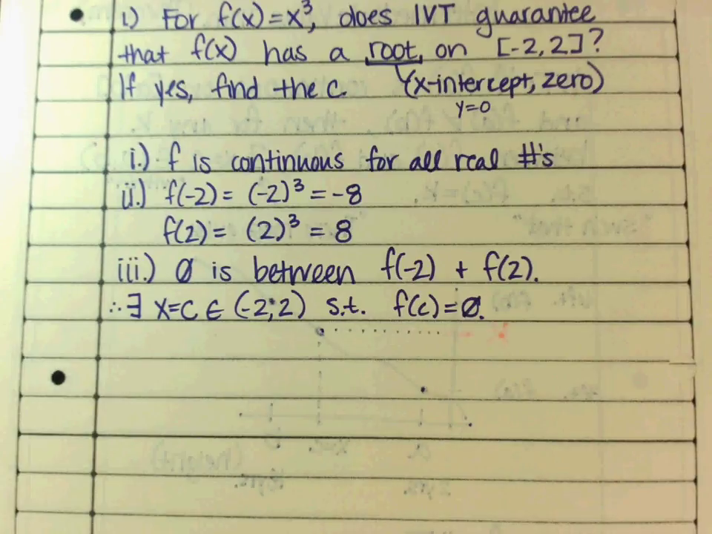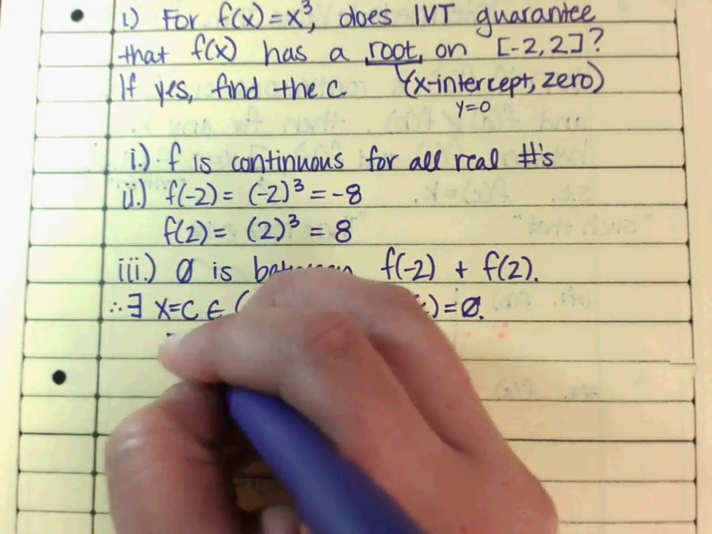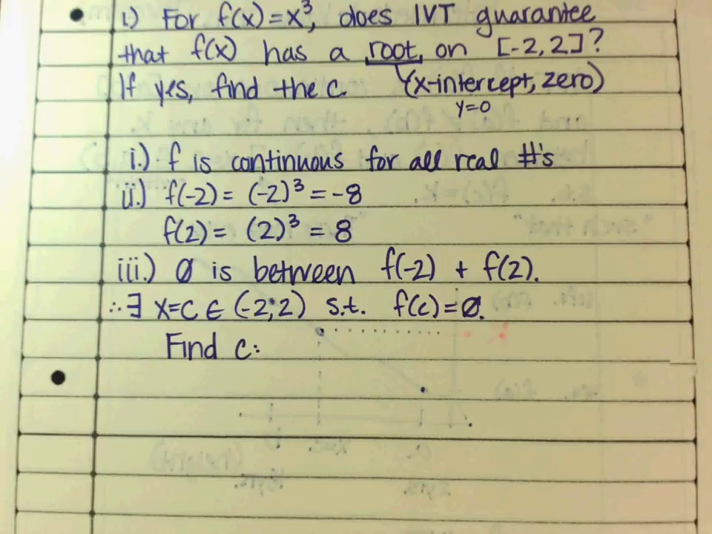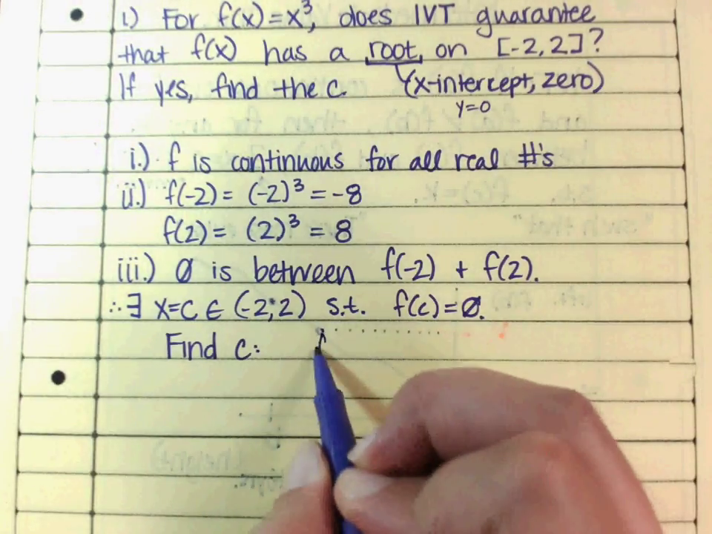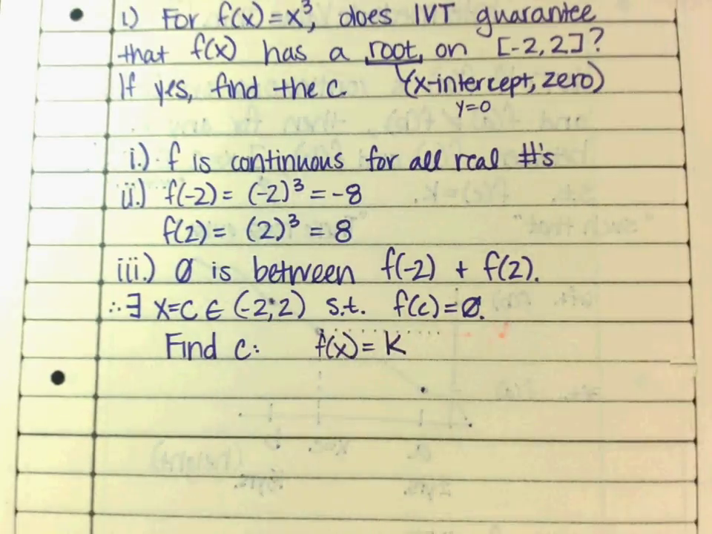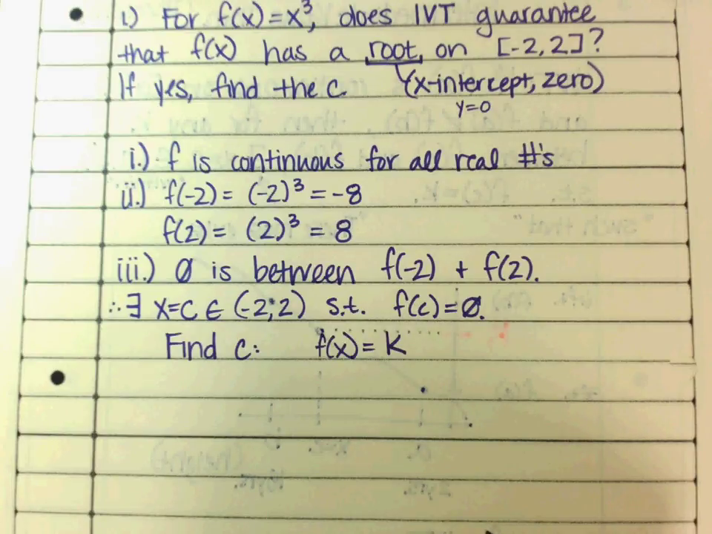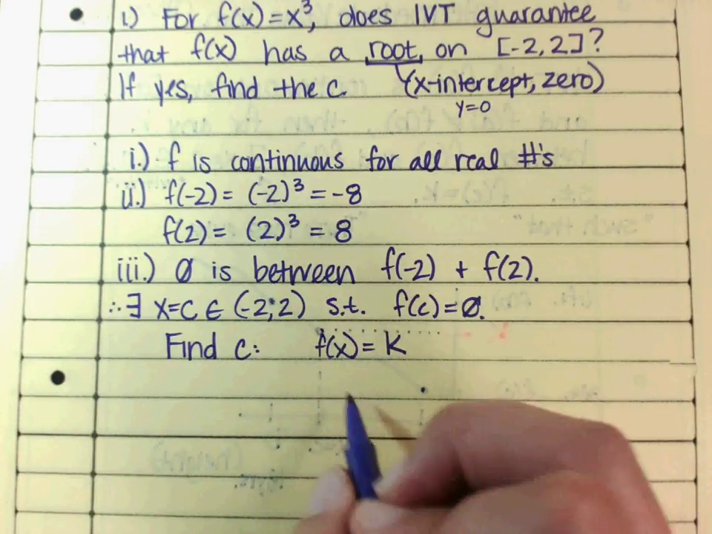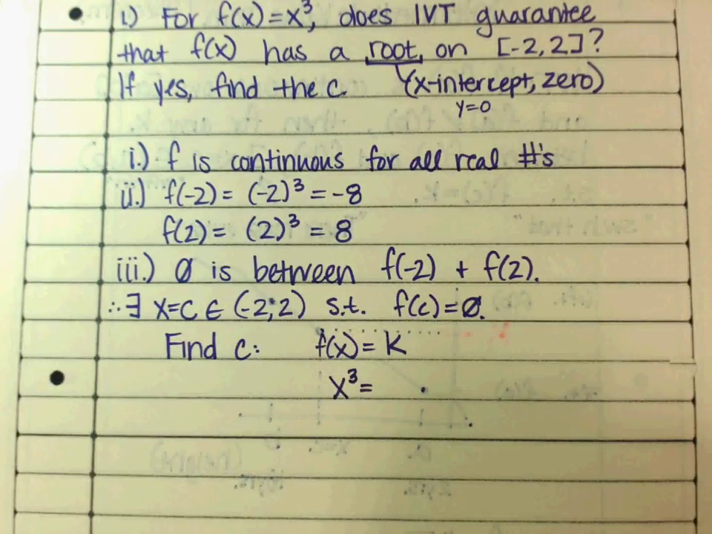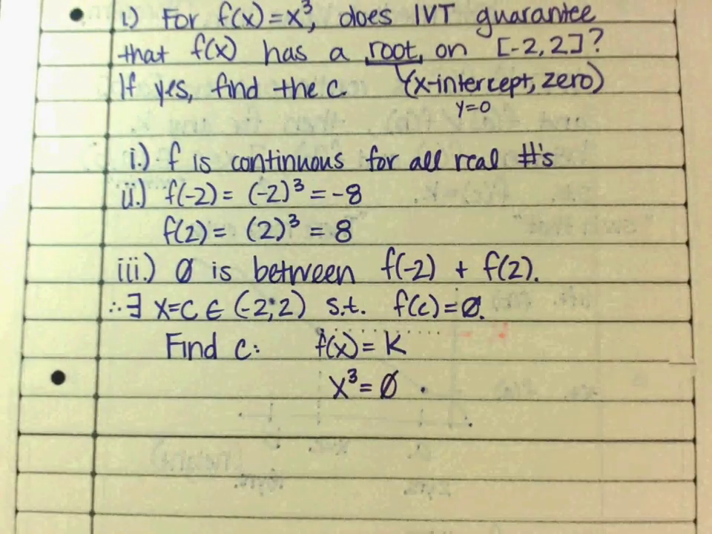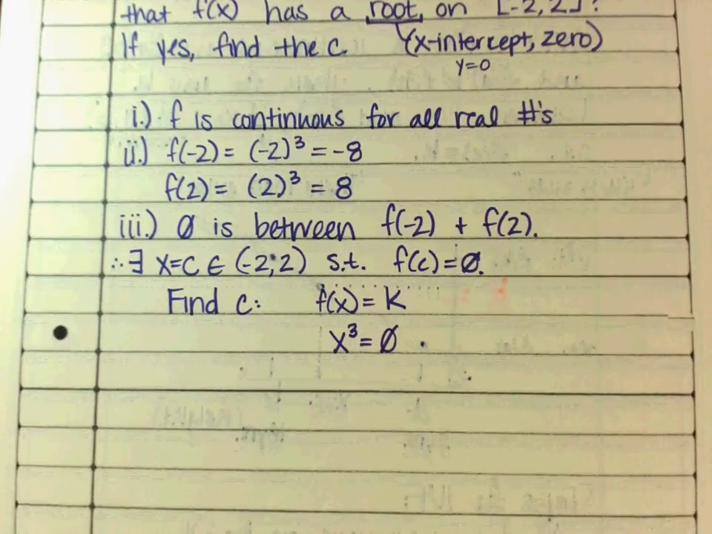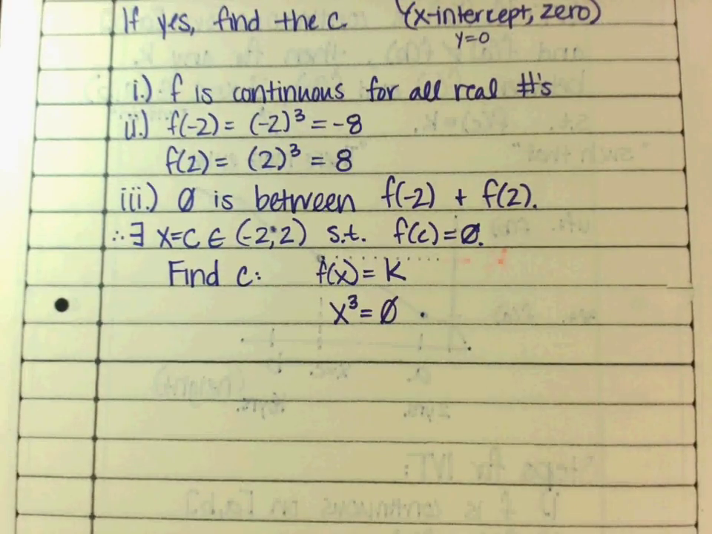Now let's say we had to find it. So put find c. We're going to let our equation equal the number that we want. So I'm going to let f of x equal k. Well, what is f of x? What's our general equation? What was f of x? X cubed. And what's our k that we want? 0. Now, if you know your parent functions, okay, when does x cubed equal 0? At 0. But pretend you didn't know that. How do you get rid of a cubed on a graph? You cube root it. Very good.